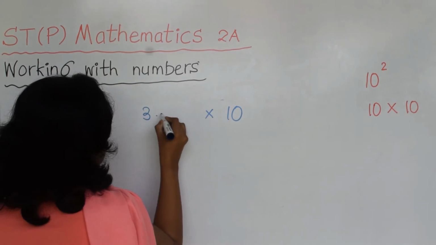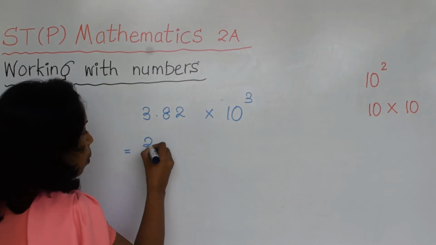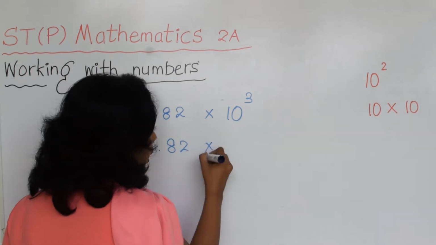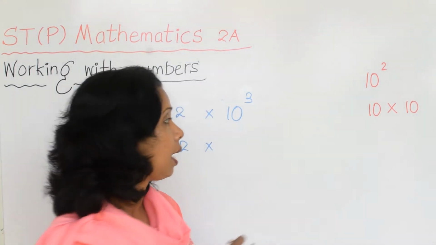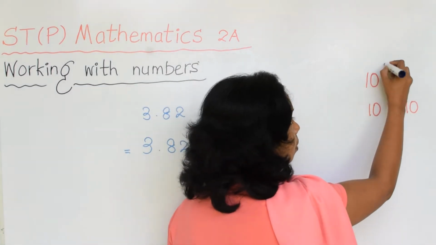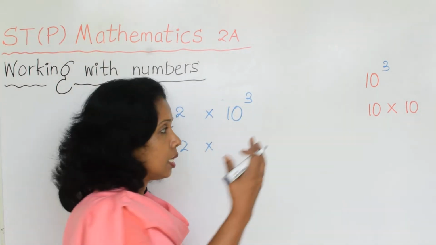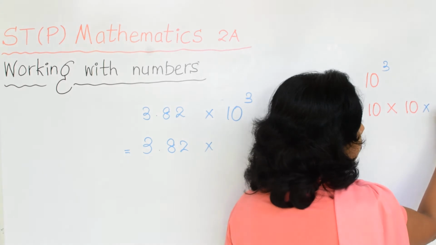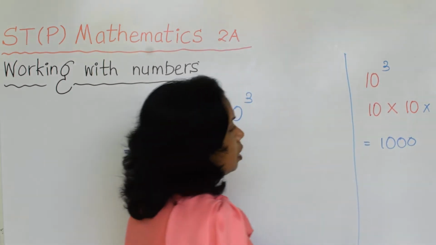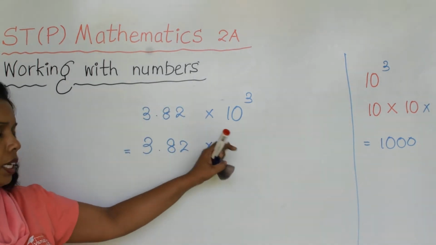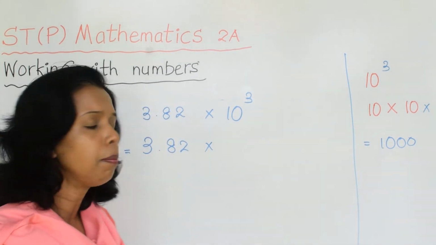Now what happened, children? 3.82 multiplied by 10 to the power 3 means you want to multiply 10, 3 times. 10 times 10 times 10. The answer is 1000, right? You can have this in your working column. No need to show it here in the sum itself. You can do it in your working column, right?